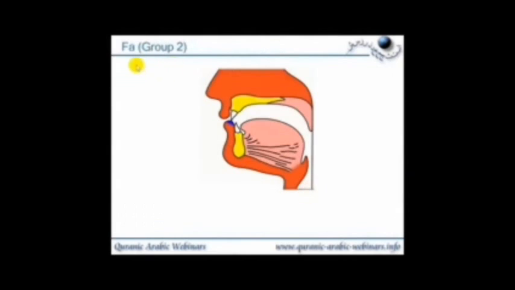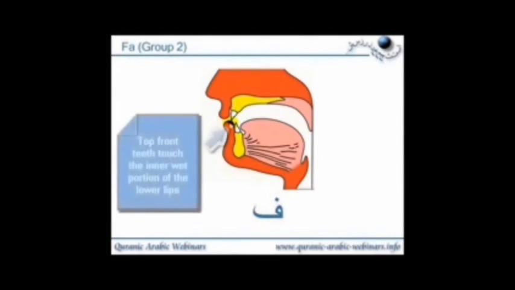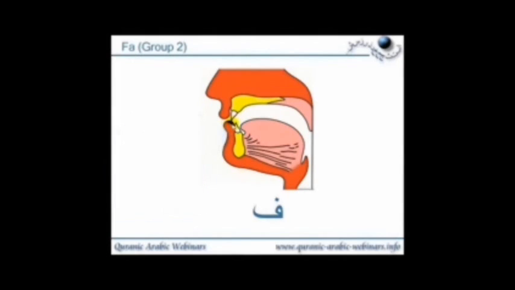So group 2, the letter Fa is in group 2. So here we have the letter Fa. Now when you pronounce the letter Fa, your upper front teeth should touch the inner wet portion of your bottom lip. So say Fa, Fa.